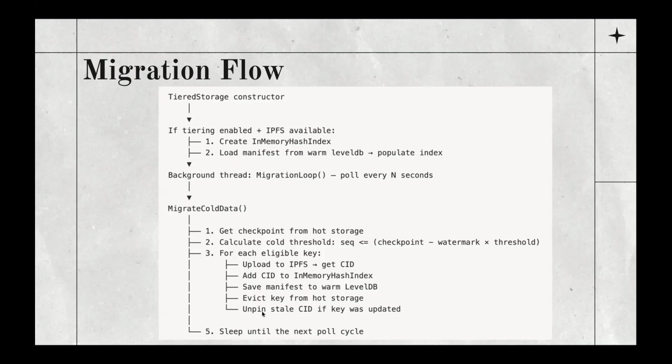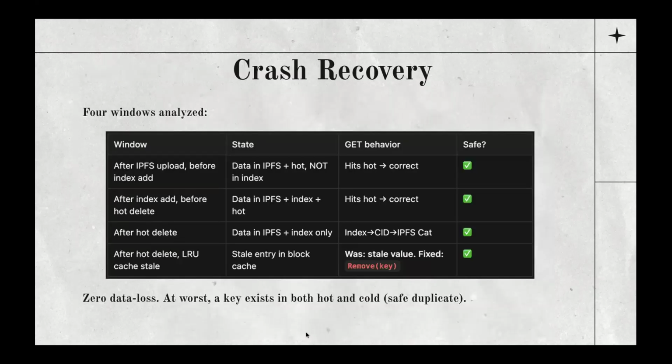So once it is unpinned from IPFS, it is also ready for garbage collection. So we save space there as well. And then it sleeps until the next poll cycle. So this is the overall migration flow.